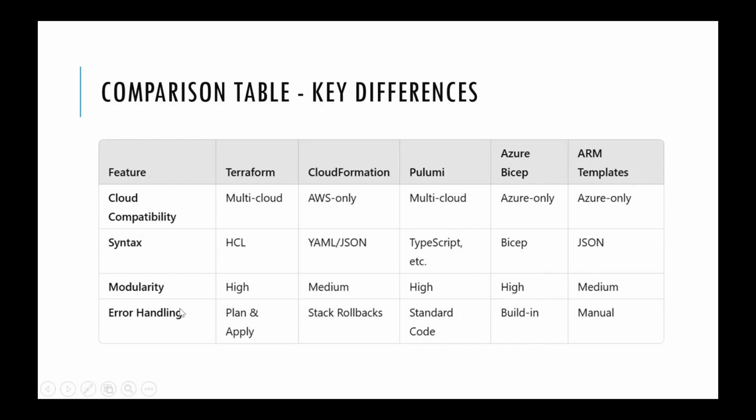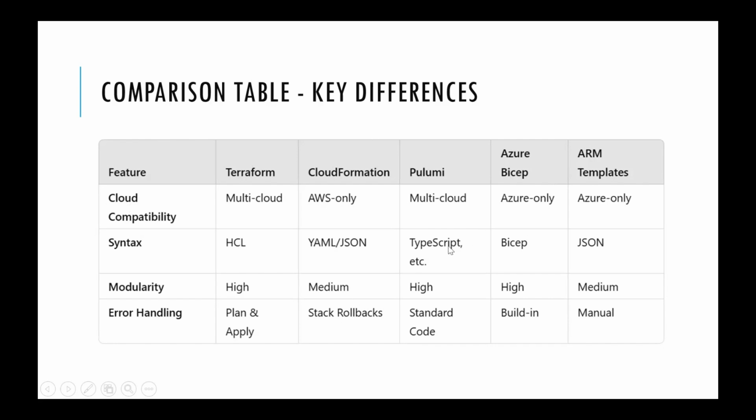For error handling, in the case of Terraform, you get plan and apply so that you can first check what resources will be created, what resources will be destroyed and other things, and finally you can apply it. In the case of CloudFormation, you get the stack rollback feature. You can roll back the deployment if you want. In the case of Pulumi, you get the standard code. Azure Bicep, this is built in, and for ARM templates, everything you will have to do manually.